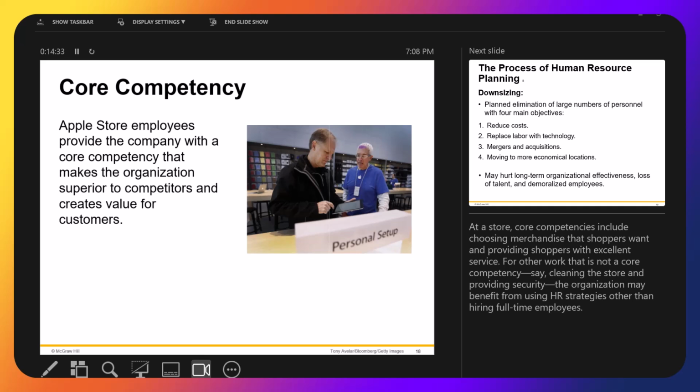So when you look at that core competency, Apple Store employees provide the company with a core competency that makes the organization superior to competitors and creates a value for its customers. So when you go into these places, you see that they're nice and clean. A lot of times, the few times I've been in Apple, I've never met anybody there who wasn't knowledgeable about what they do and their customer service, and they were always willing to reach out to you. And it seemed like they always had enough people in there working to make sure that if multiple customers came in, they could address it.